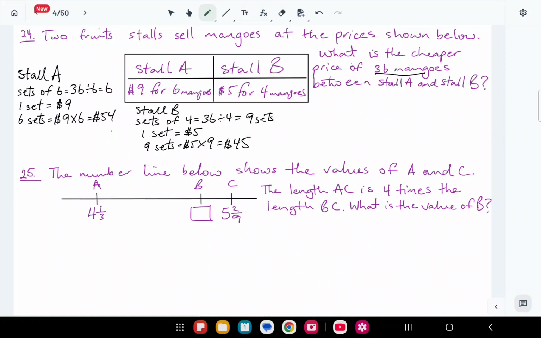Question asks, what is the cheaper price of 36 mangoes between stall A and stall B? The answer is $45 from stall B.